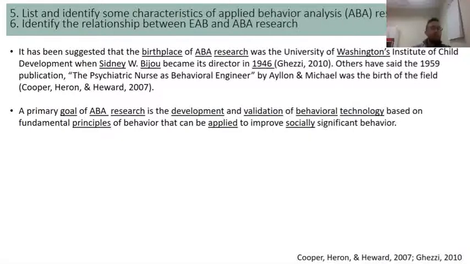Either way, the primary goal of ABA research is the development and validation of behavioral technology based on fundamental principles of behavior that can be applied to improve socially significant behavior. So, emphasis on socially significant behavior. Now that's a significant contrast from EAB, right? And now we're talking about technology, sometimes referred to as applied behavioral technology. So what are we talking about here? We're talking about behavior change procedures and assessments.